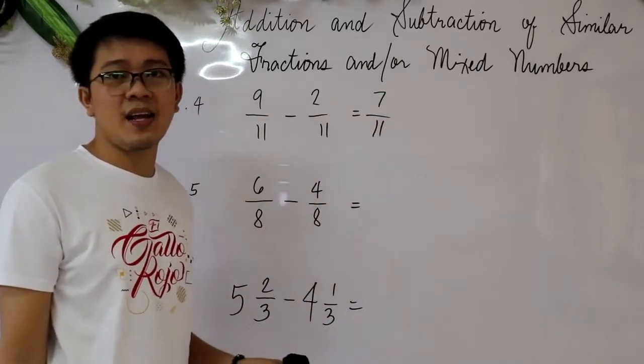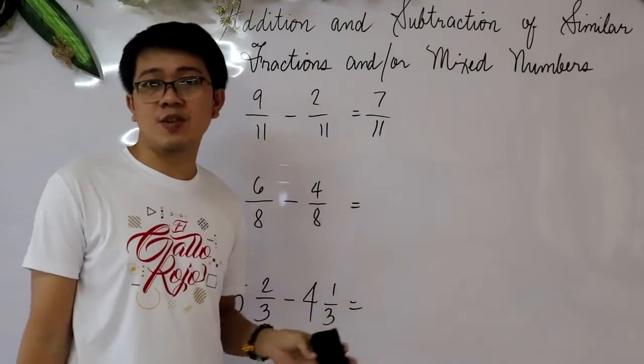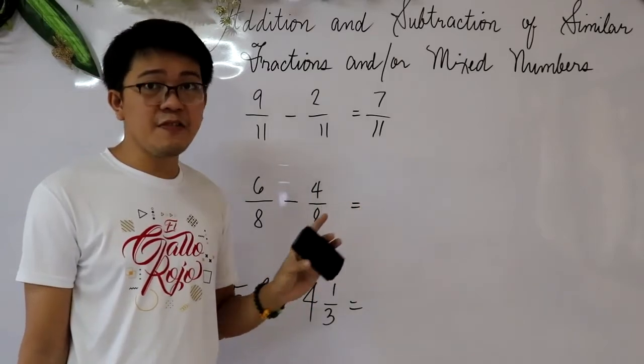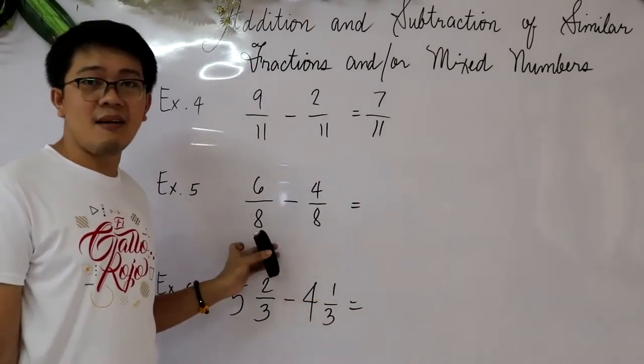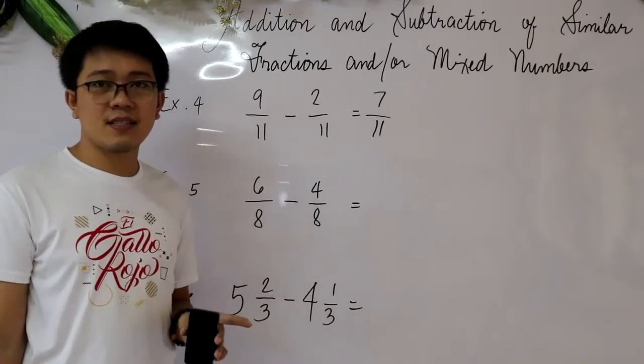Try to check your final answer. Do you think it's simplified already, or do you think it is in lowest term already? Yes. Because 7 and 11 don't have any factor except 1. How about example number 5? 6/8 minus 4/8.